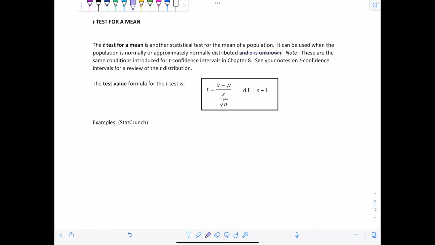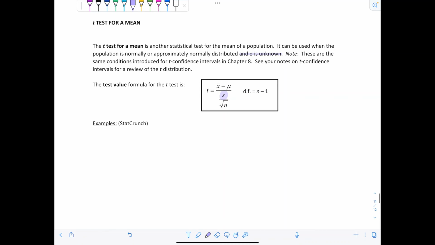See your notes on t-confidence intervals for a review of the t-distribution. Remember, it has degrees of freedom. It's a family of curves. And here's the test value formula for the t-test. Almost identical to z. Look, t equals x bar minus mu over, only difference here is that we have s instead of sigma, over root n. Degrees of freedom equals n minus 1. So let's hop into StatCrunch right now, and I'll show you how to conduct a t-test for a mean in there.